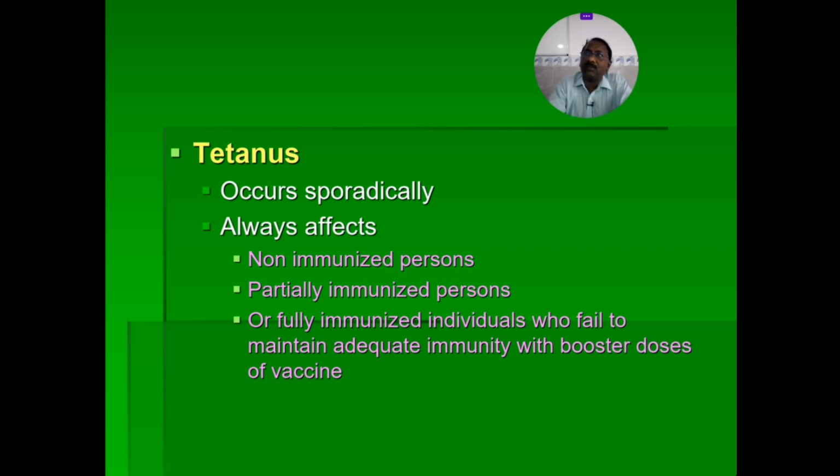I think nowadays 90% of the population is immunized, or partially immunized populations are very high because of, as I told you, booster doses. In the pediatric age group or in neonates and children, they take the vaccination very clearly. But once they reach 12 or 13 years, they are supposed to take another booster dose of tetanus, which may be missed in most people. And in adults, once in 10 years they have to take these booster doses, which also is going to be missed. So most people come under partially immunized persons, or fully immunized individuals who fail to maintain adequate immunity with the booster doses of the vaccine for some reason.